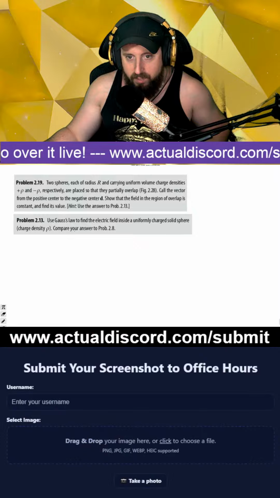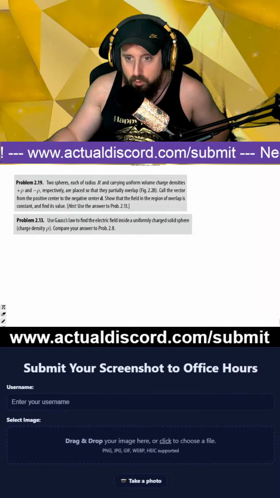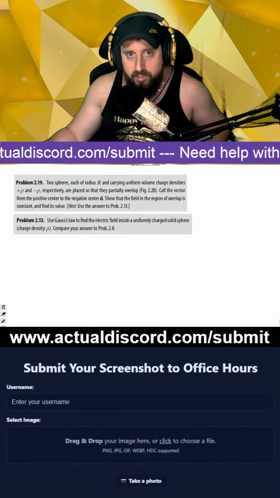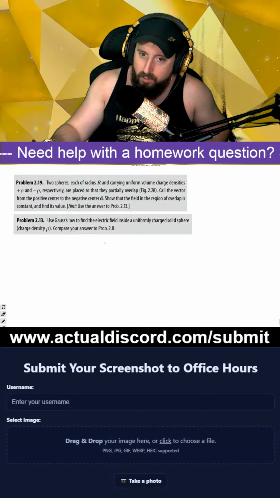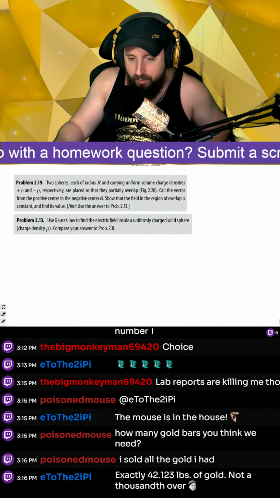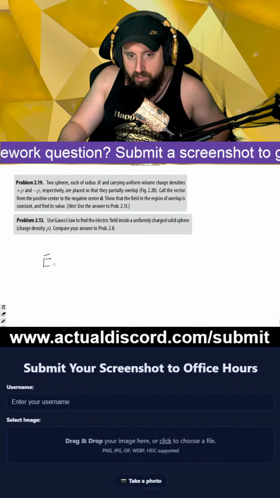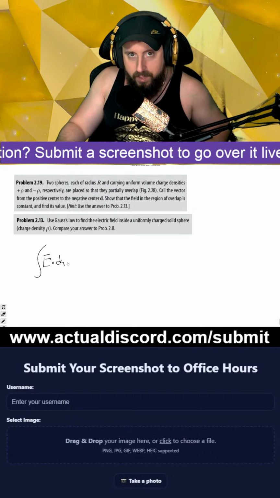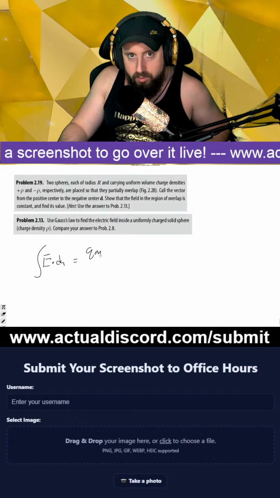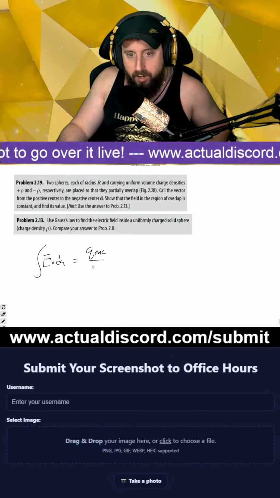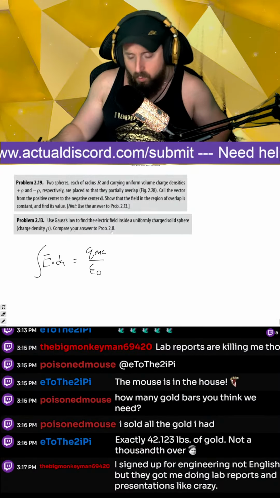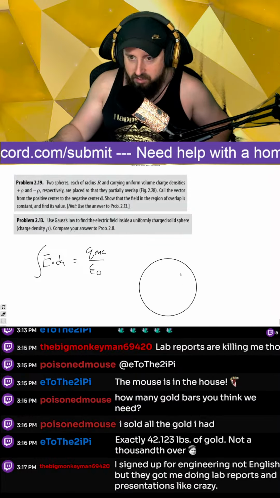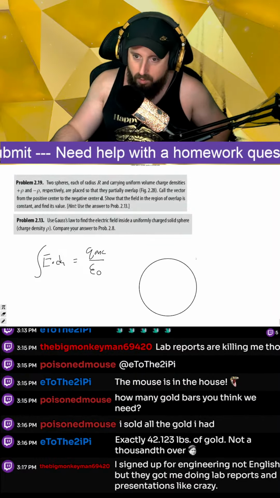Let's see this. Use Gauss's law to find the electric field inside a uniformly charged sphere of charge density rho. Very cool. So this comes from Gauss's law, right? Which says that the integral of E dot dA is equal to Q enclosed over epsilon naught. So when you have a sphere that has a uniform charge density of rho, okay?